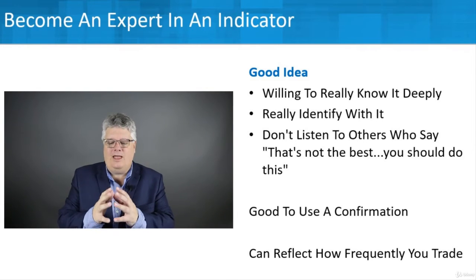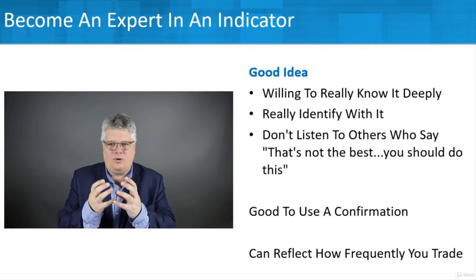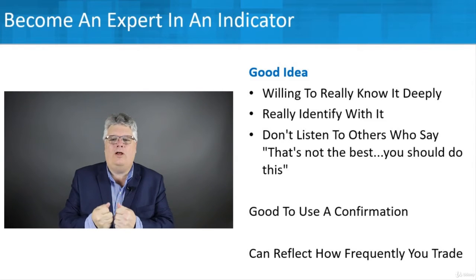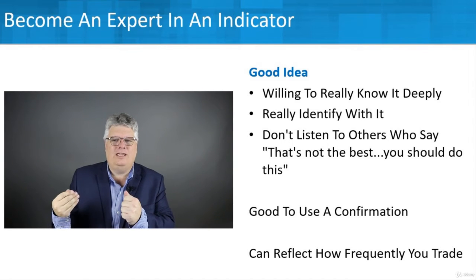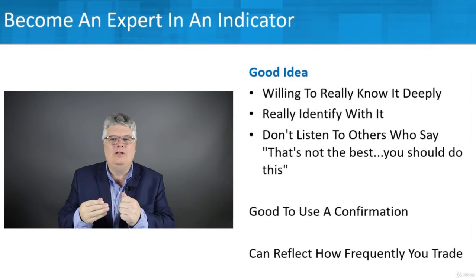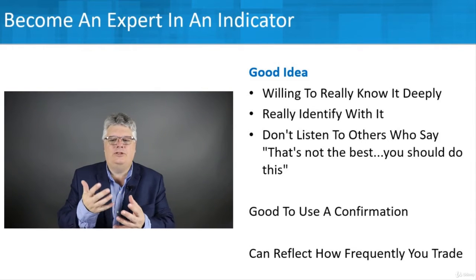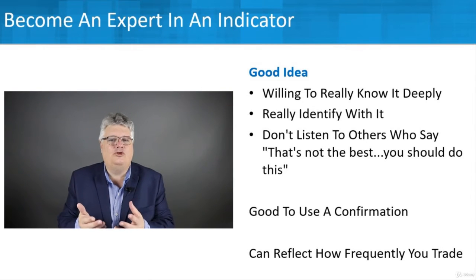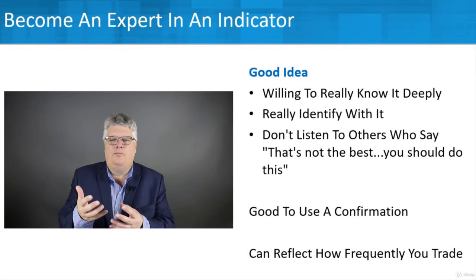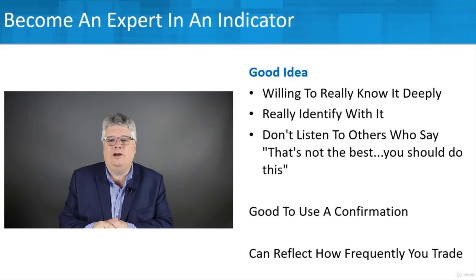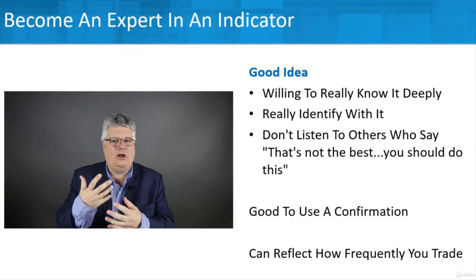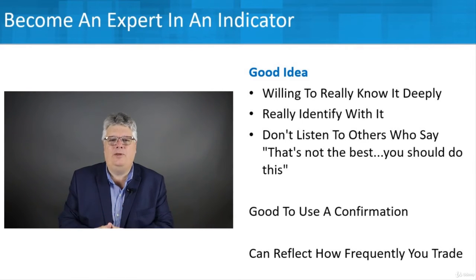And even with your primary indicator, the one that you love and really know well, it's always good to have a confirming indicator, something different to help confirm it too. So you're maybe an expert in more than one type of indicator. Also, some indicators can reflect how frequently you trade. Some might be a better choice in terms of reflecting how you want to trade, but also what you might want to be learning as far as becoming an expert in an indicator.